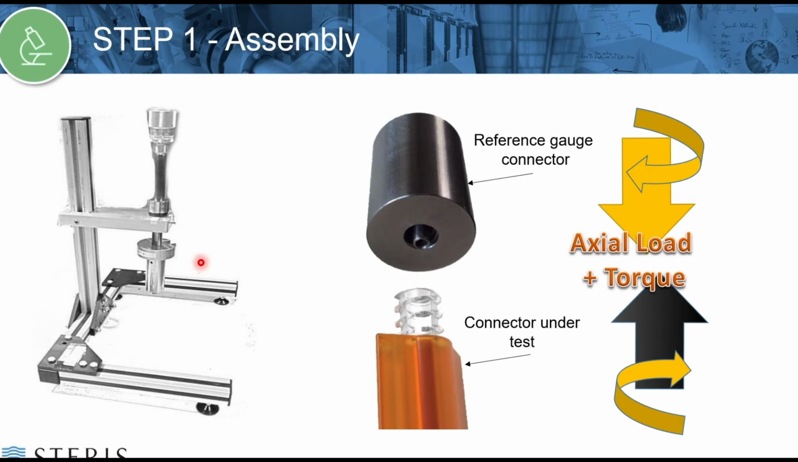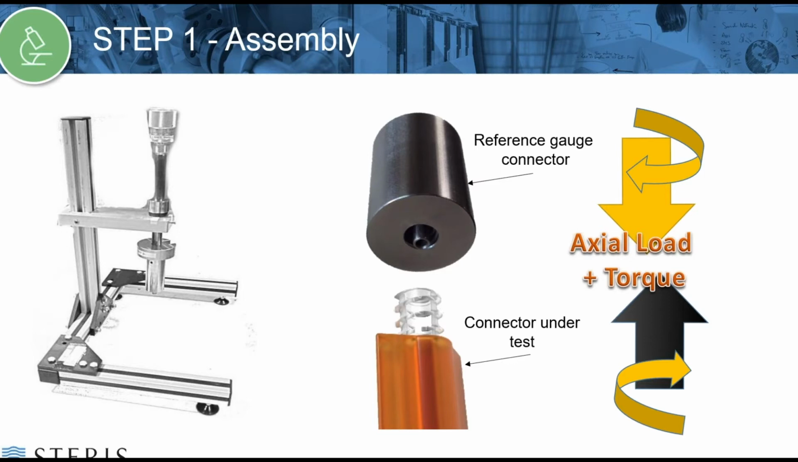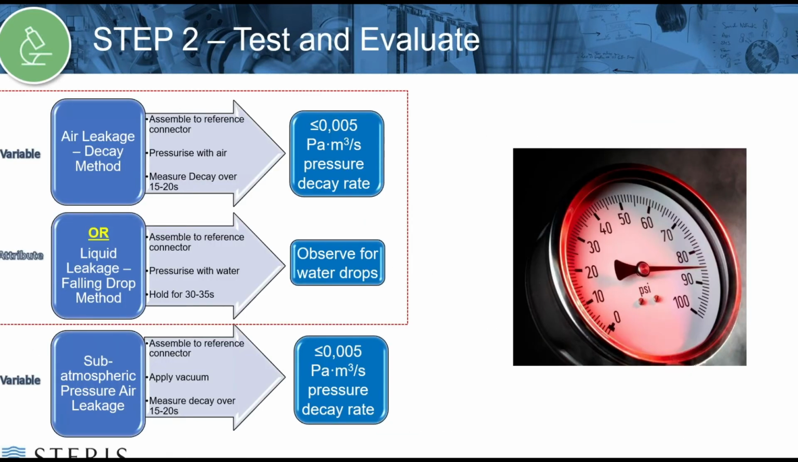But before every test, the first step is to assemble the connector under test with a reference gauge connector. So in the images here, you can see a representative Luer connector and a reference gauge. So this would be a female Luer lock connector and a male reference gauge. The test standard dictates which reference gauge is required. Typically for each Luer type, there are 2 reference gauges. Depending on the test being performed, the standard will point to reference gauge A or reference gauge B. So the tricky part here is that these 2 components, the gauge and the connector, must be assembled with a simultaneous axial load and torque. And this needs to be applied at the same time.